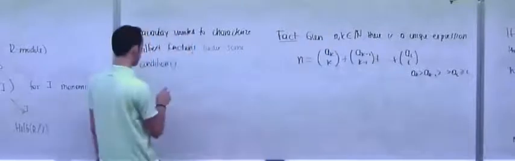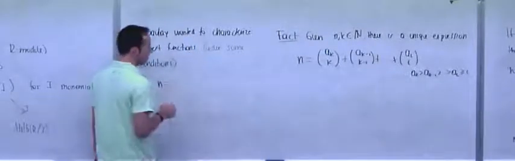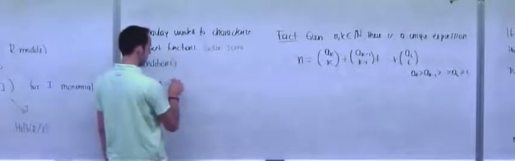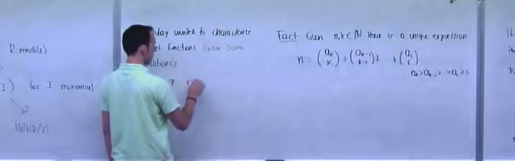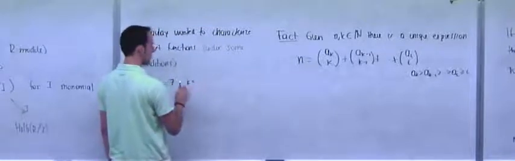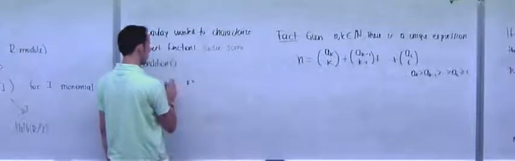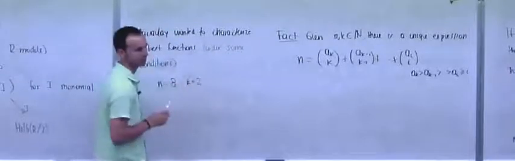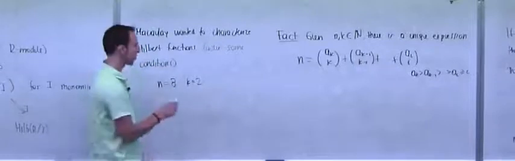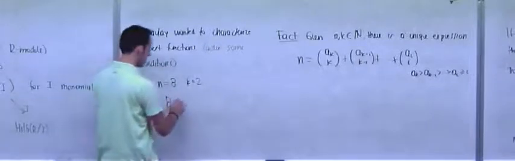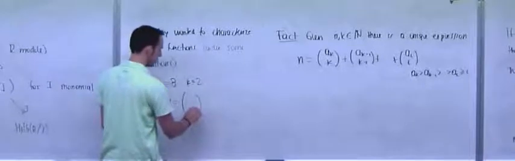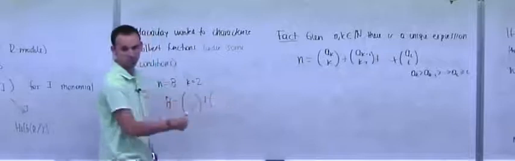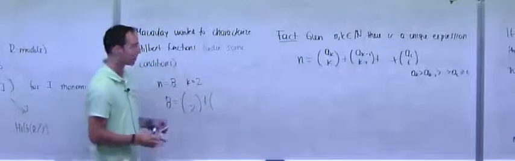I think this is best understood in an example. Let's say that n is 8 and k is 2. So you want to write 8 as something choose 2, plus something choose 1, plus something choose 0, or maybe stop somewhere. How do you do it?